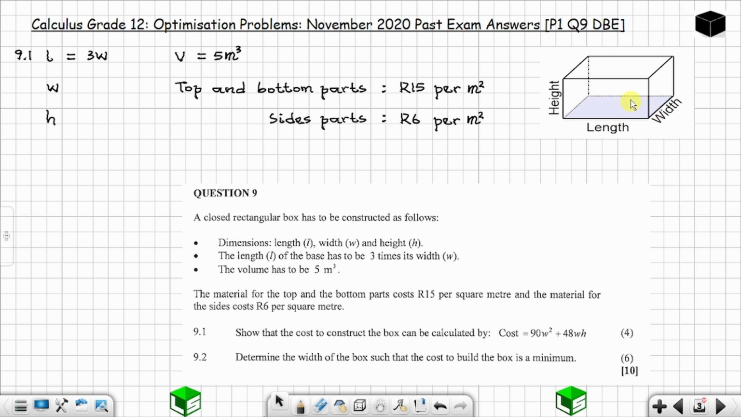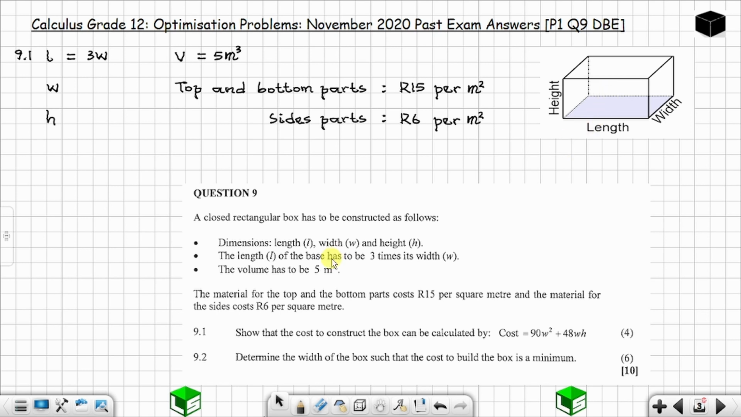I hope you can see that in the shape. This is the bottom part, and this is the top part. The side parts: we have this in front, and the one at the back, this at the right, and the one at the left. So the side parts are 1, 2, 3, 4. The bottom part and the top part, this one and this one. I hope you can see that.